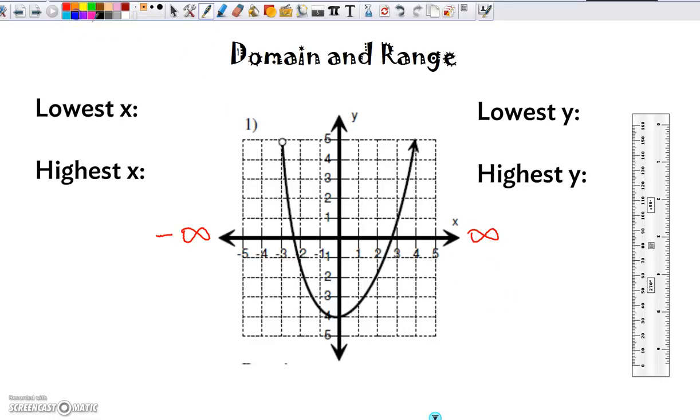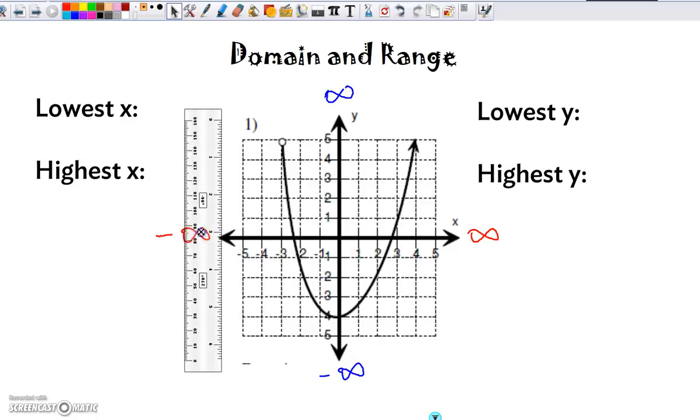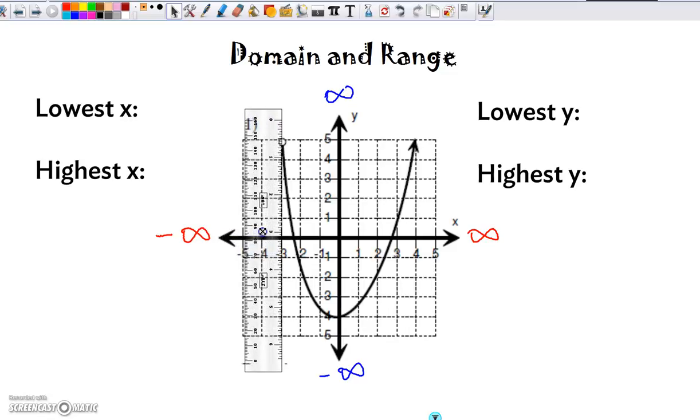If we look at our y values, the positive is up here and our negative is down here. As we get smaller in the y direction, we get negative infinity, larger in the y direction, positive infinity. So let's use our domain and range finder and find our highest and lowest x. We'll start with our lowest x. We go from left to right. As we're moving the ruler across, we can see that we hit the graph right there. So that's going to be the lowest x that this is defined for. So we want to write in there our lowest x is, you can see negative 1, negative 2, negative 3. Negative 3 is the lowest x.